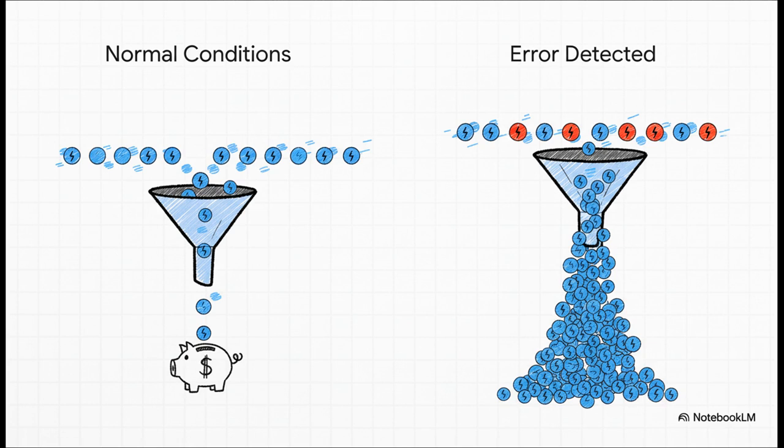And it's really clever. When your application is healthy and happy, X-Ray just samples a small number of requests to keep costs down. But the second it detects a problem, it automatically cranks up that sampling rate, making sure you have all the data you need to figure out what went wrong. It's the perfect balance of visibility and cost.